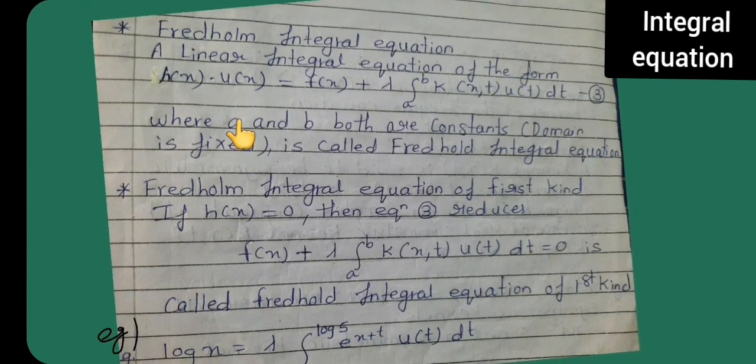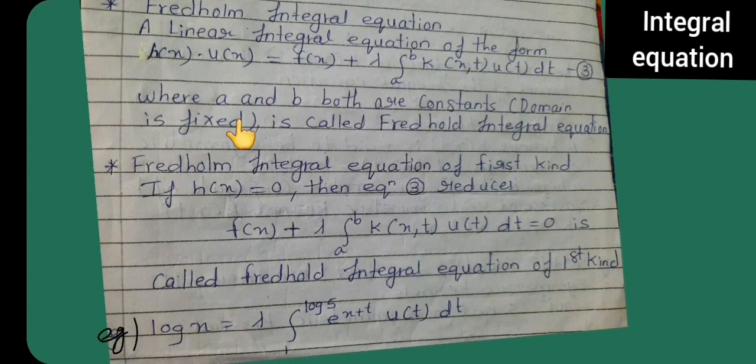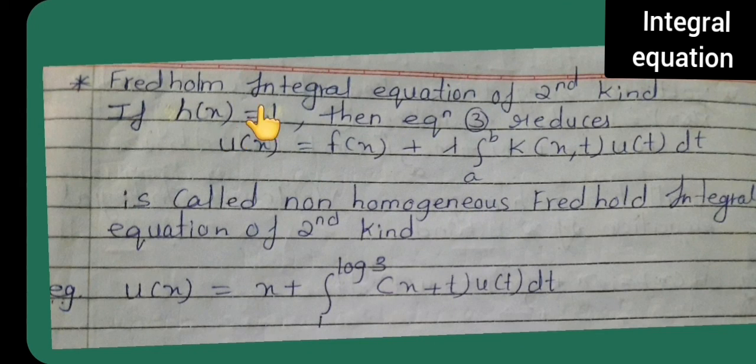Example I have given you all. So this is called Fredholm integral equation of the first kind. An example, log of x is equal to lambda integral from 1 to log 5 of e raised to power of x plus t u of t dt. Okay, next is my Fredholm integral equation of second kind.